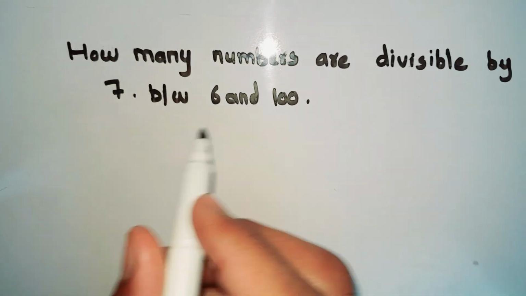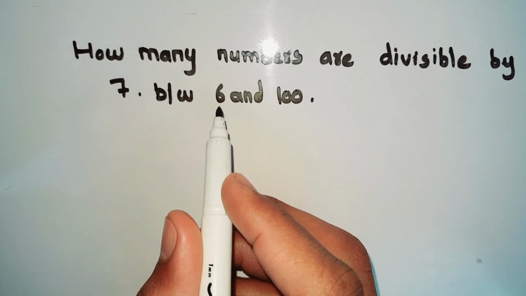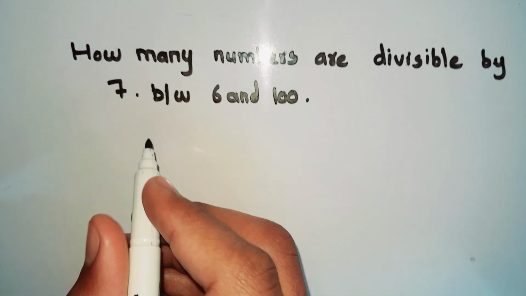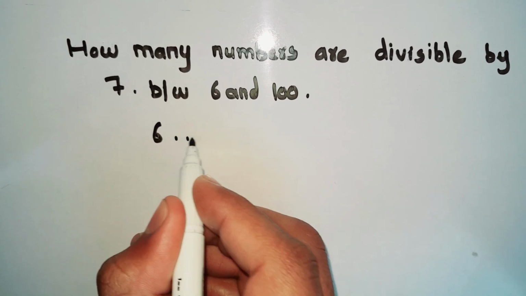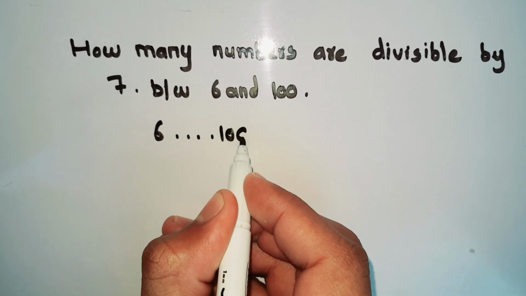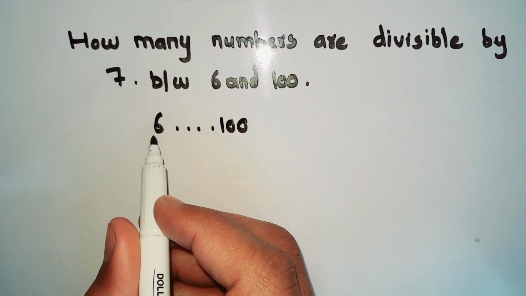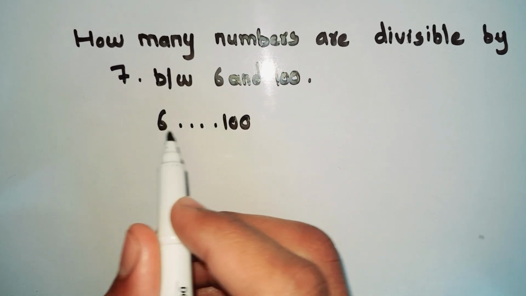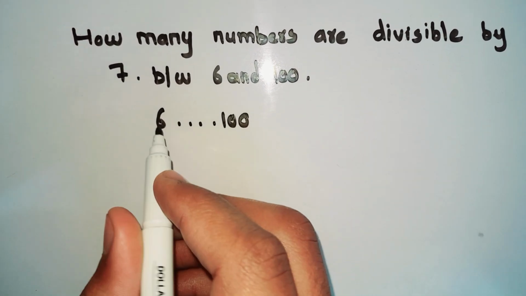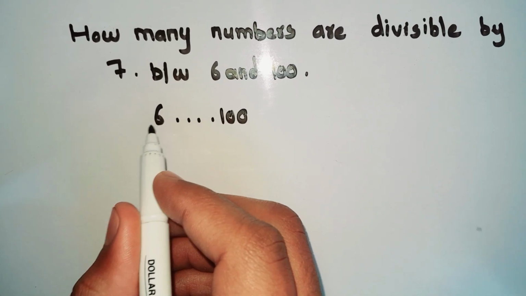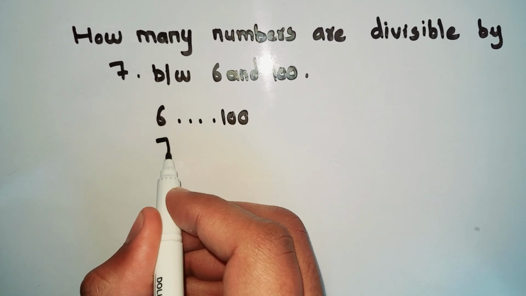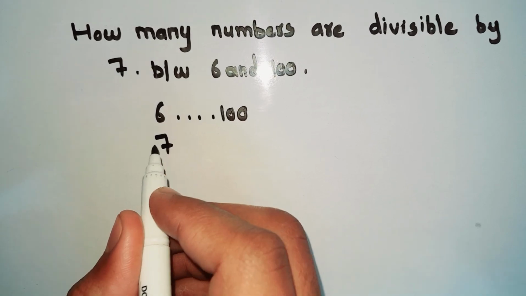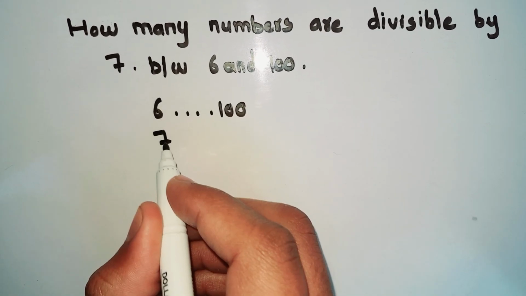So first of all, let's look at the sequence. The sequence is 6 to 100. Now, is 6 divisible by 7? No. Is 100 divisible by 7? No. So we find the numbers that are exactly divisible by 7. After 6 comes 7. 7 divided by 7, yes. So the first term of our sequence is 7.